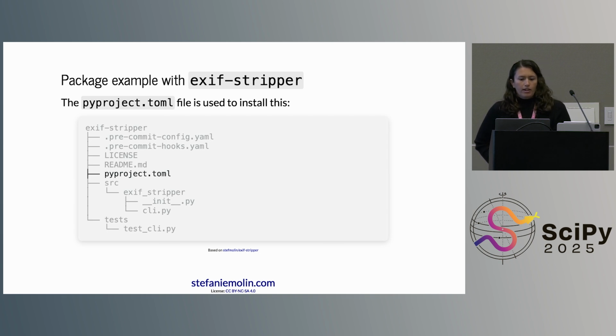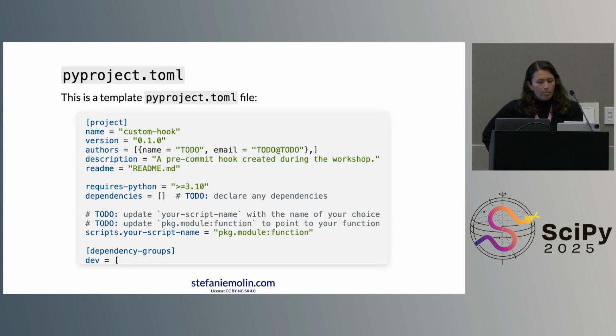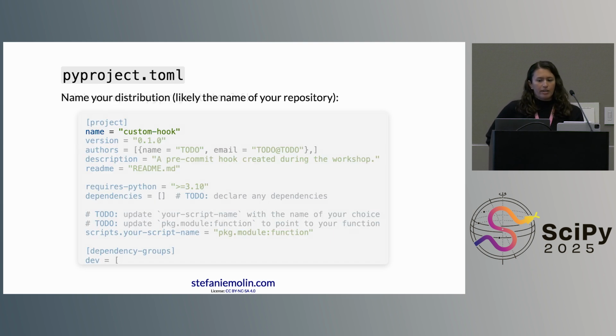So here in the project, there's a template PyProject, and it's done with the bare minimum stuff in here, and also there's to-dos of what you will need to replace. So in the project section, there's going to be a name, and that's the name of the distribution. Oftentimes this ends up being the name of the repository, but in this case, it's going to just be custom hook.